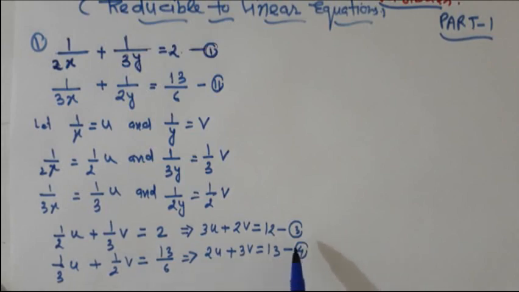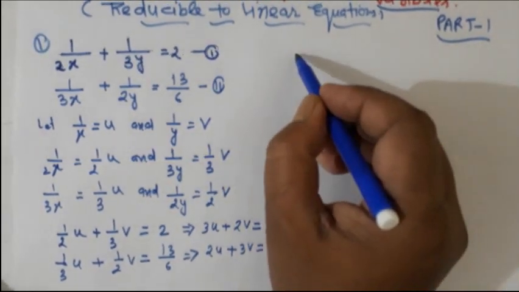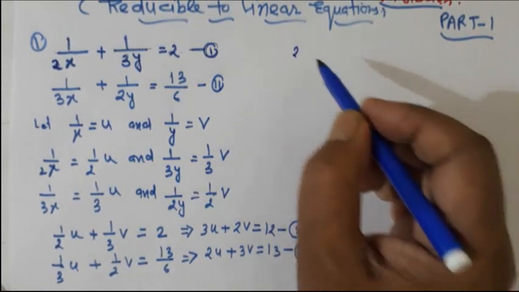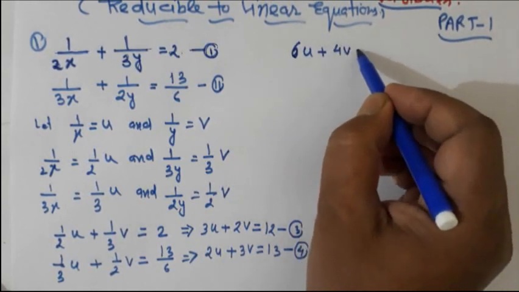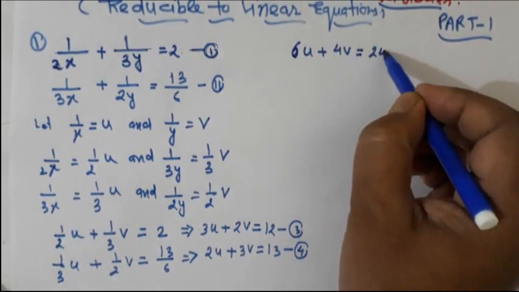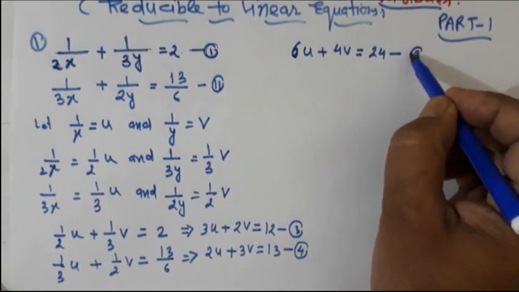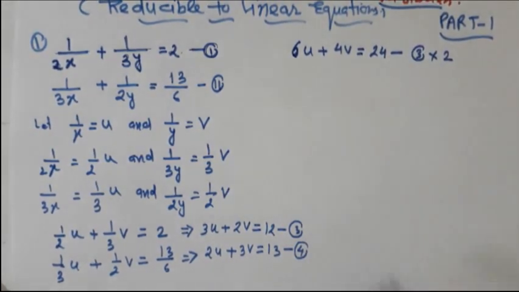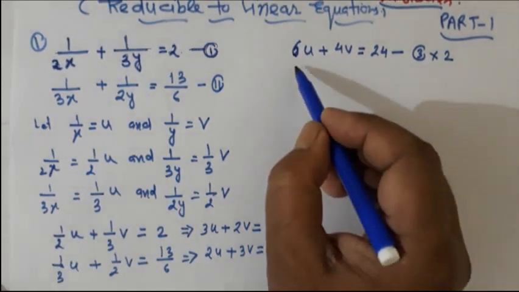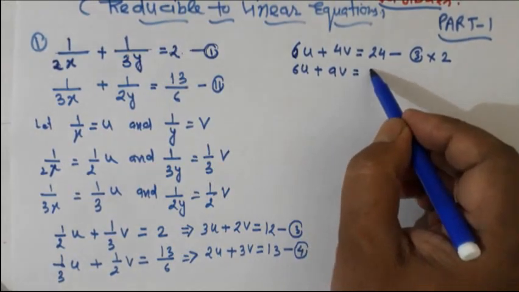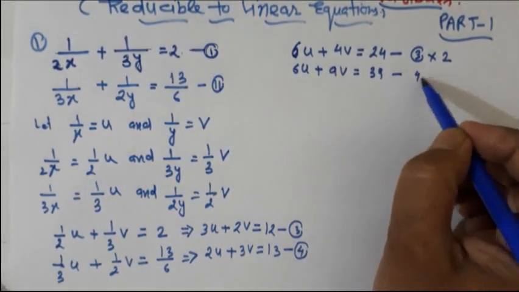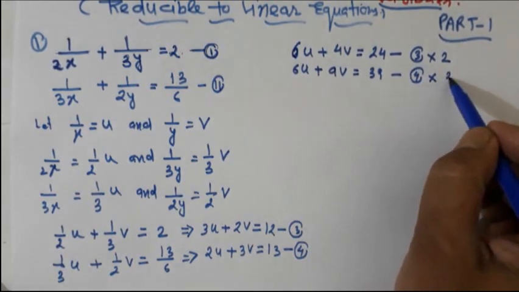It means equation number 3 multiplied by 2. So this will be 6u plus 4v is equal to 24. This is equation number 3 multiplied by 2. And equation number 4 multiplied by 3 will be 6u plus 9v is equal to 39.